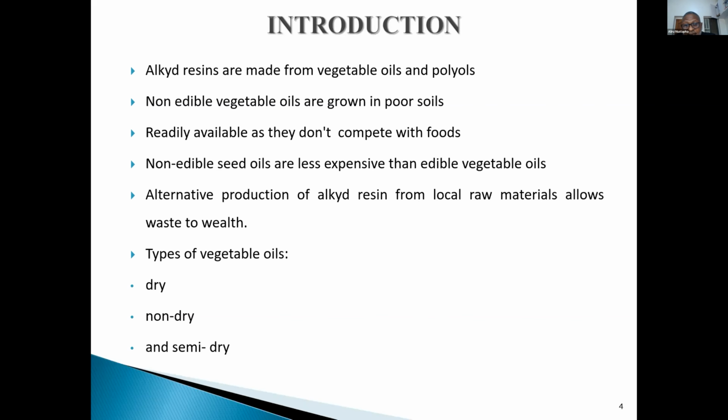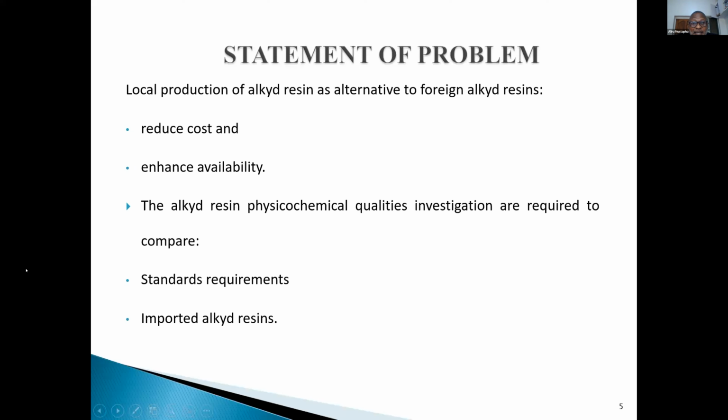This is my introduction. Alkyd resins are made from vegetable oils, polyols and dibasic acids. We can make indigenous Alkyd resins from non-edible vegetable oils. These non-edible vegetable oils are grown in poor soils. They are readily available. They don't compete with food. They are less expensive. And these are alternative production for Alkyd resins using local materials. There are different types of vegetable oils. We have drying, non-drying, and semi-drying. This classification depends on their length of fatty acid chain.